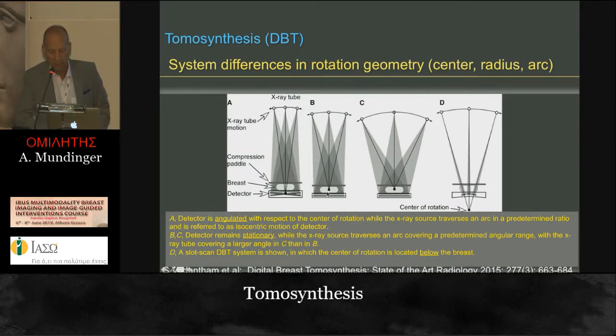In others, the detector is not angulated, it's stable, but you see the angles covered differ from approximately 25 up to 50 degrees. And there is a special technique, a so-called slot scan, where the center of rotation is not at the level of the receiver detector, it's below.